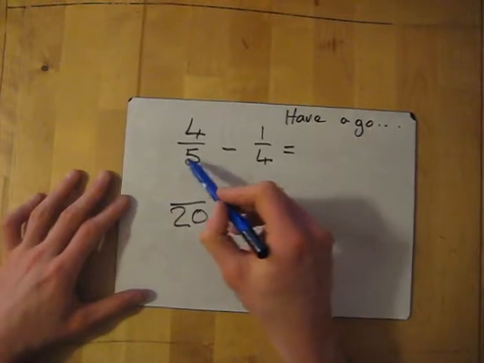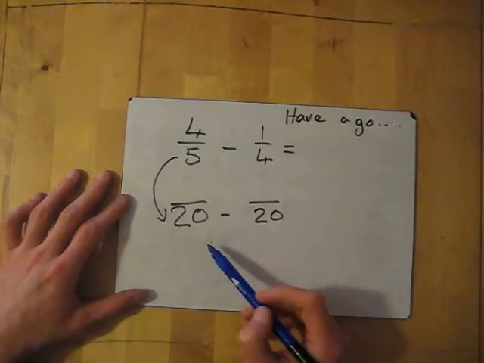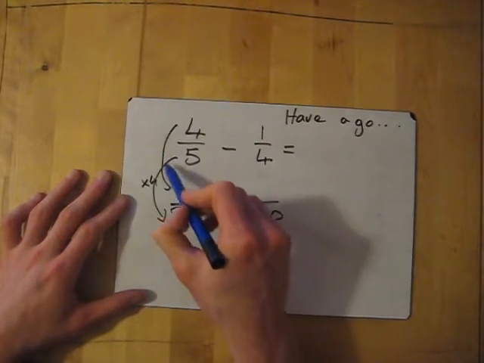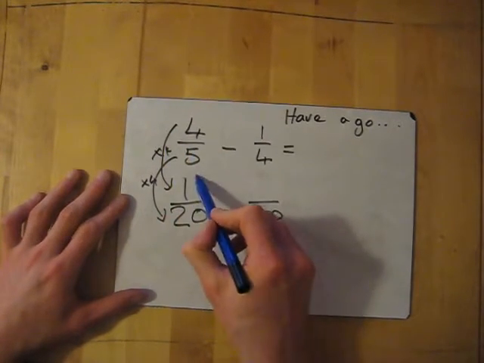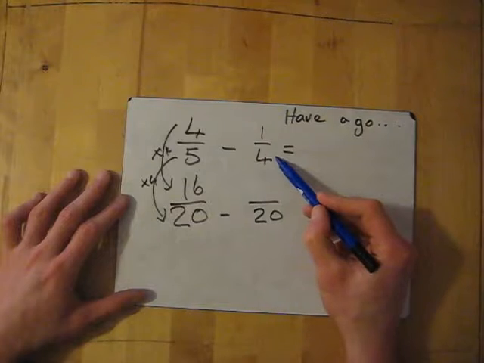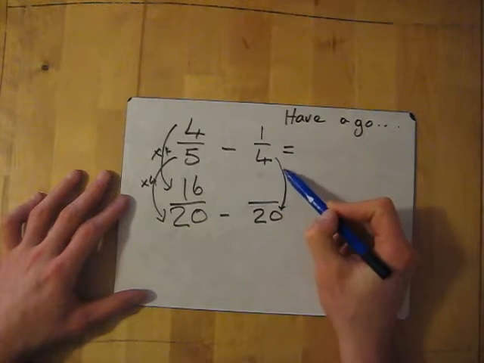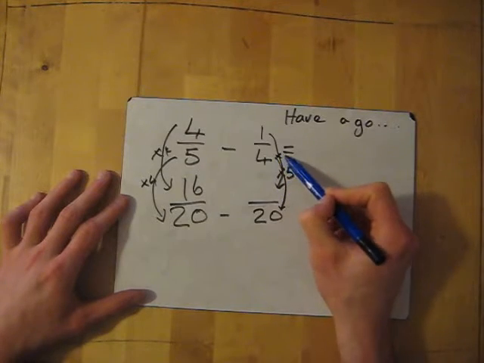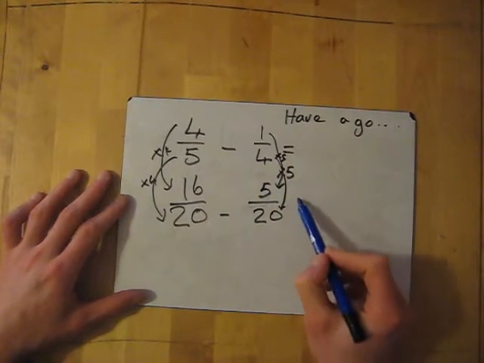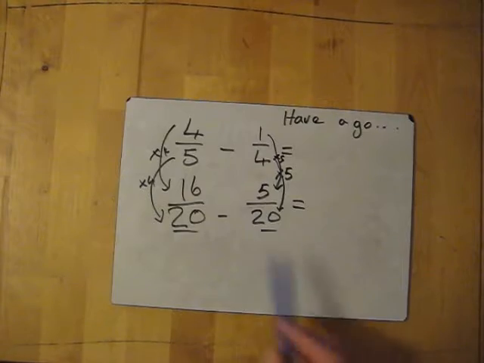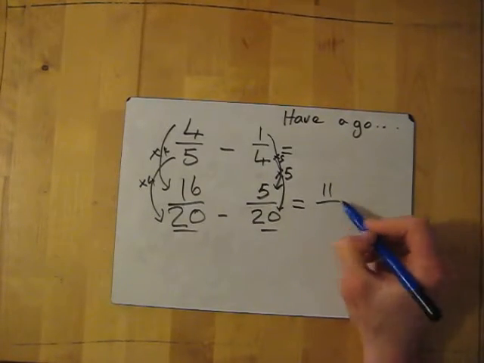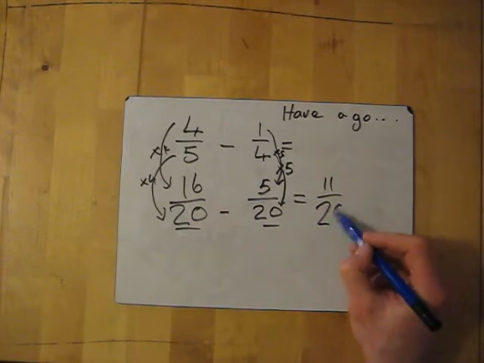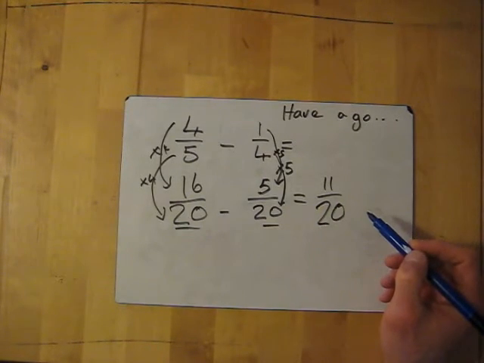So, what have I done to get from 5 to 20? I have times by 4, so I times the top by 4, which gives me 16. What have I done to get to 4 to 20? Times by 5, so times the top by 5, which gives me 5. And then I've got the same denominators, so it's easy. So 16 take away 5 gives me 11. And then the bottom number obviously stays the same, so it's 11/20. Alright?